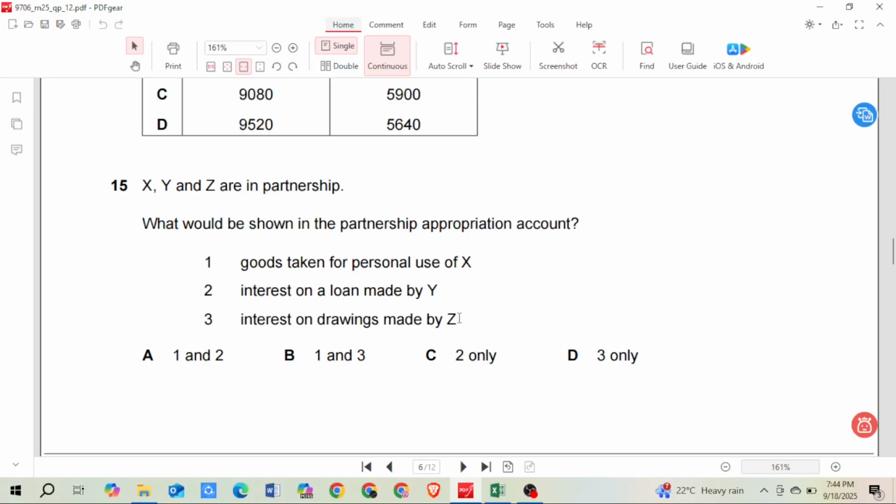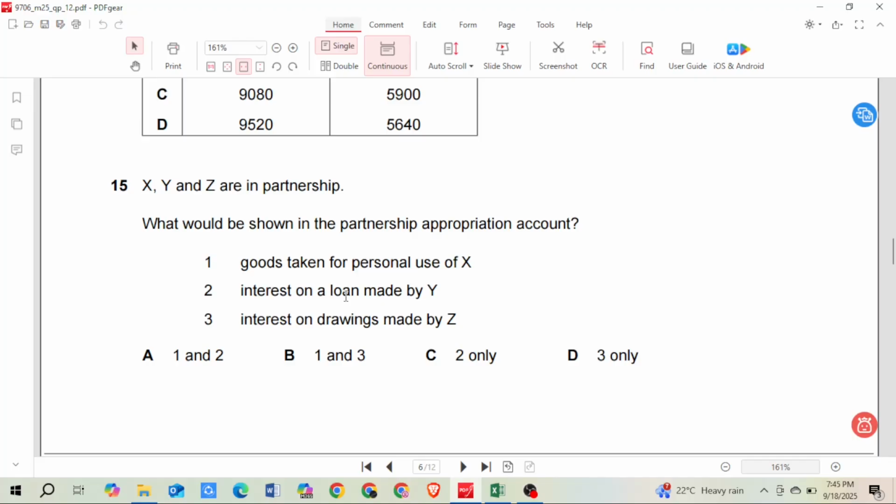When we write the appropriation account, we do not write down drawings. So this goods taken is drawings. When we prepare the current account of a partner, that time we'll write down drawings, but this drawings amount would not be reflected there. And interest on partner's loan is a cost of finance. So while calculating the profit for the year, we need to subtract interest on the loan.